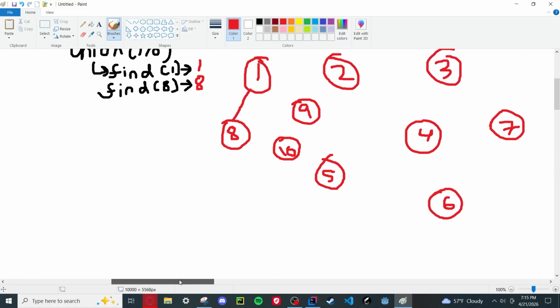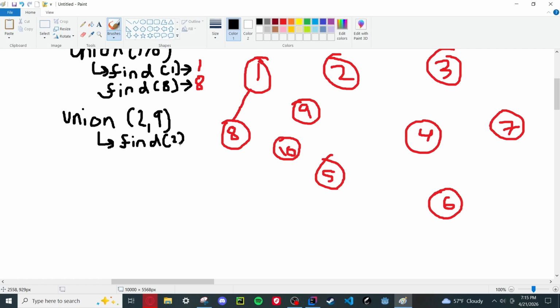Okay, so now if I were to do union 2, 9, let's find 2's parent. Well, 2 is by itself. So 2's parent is just 2, it's just itself, it has no other parent, right? Let's find the parent for 9. Well, the parent for 9 is just itself, right? 9 is by itself, just like 2, they're both their own bosses.